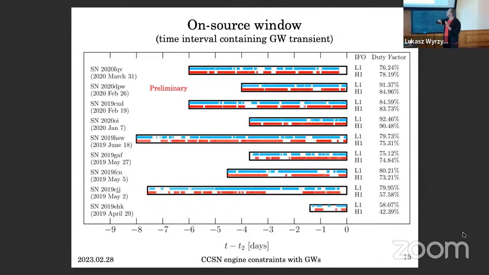And we call the period when we expect to see gravitational waves the so-called on-source window. It ranges from around 1 day to over a week. So this is roughly the span when we are searching for a gravitational wave source. And here we plot all of the 9 supernovae with the amount of data we collected.